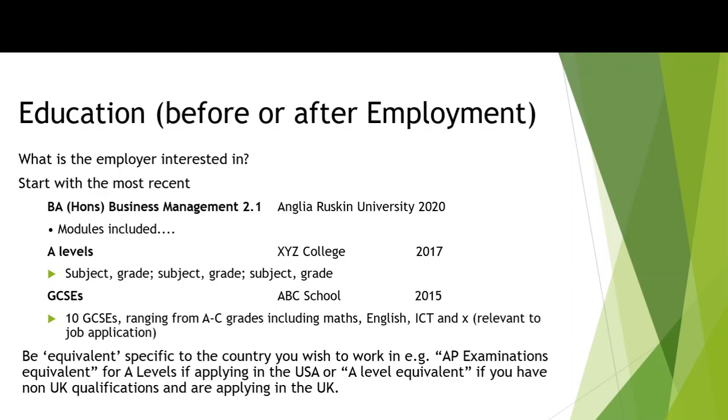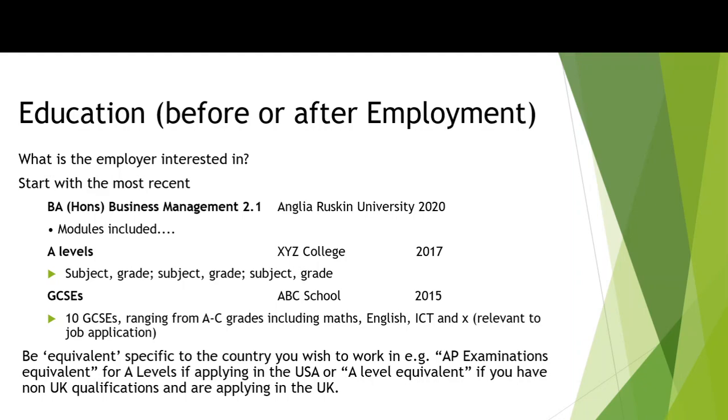Then you repeat it, looking at the next qualification down, so A levels in this case, and then again going to GCSEs. As you can see with A levels, you do subject and grade, because generally there's only 3 to 5 listed. With GCSEs or O levels, because there's quite a few more, you can actually put X number of GCSEs ranging from these grades, including. Make sure if they're after any qualifications in particular on the job description that you include these.